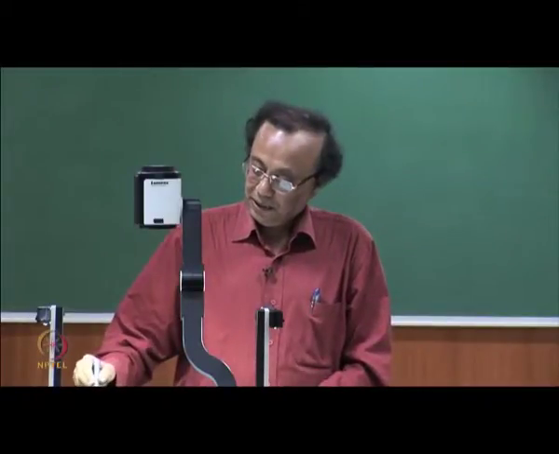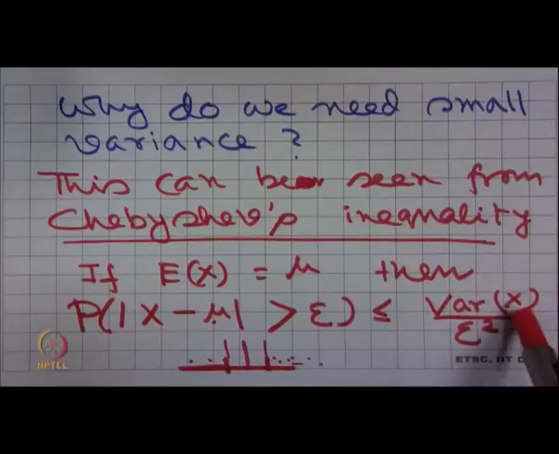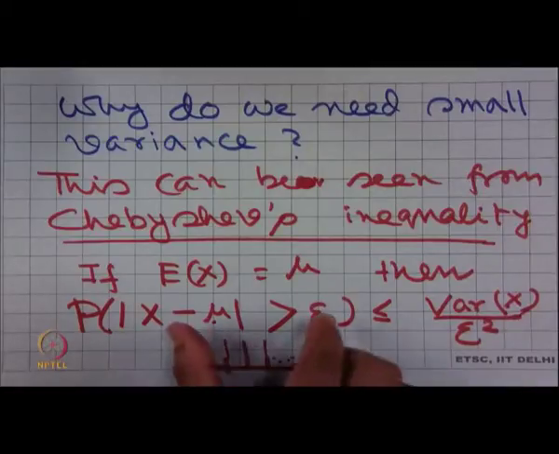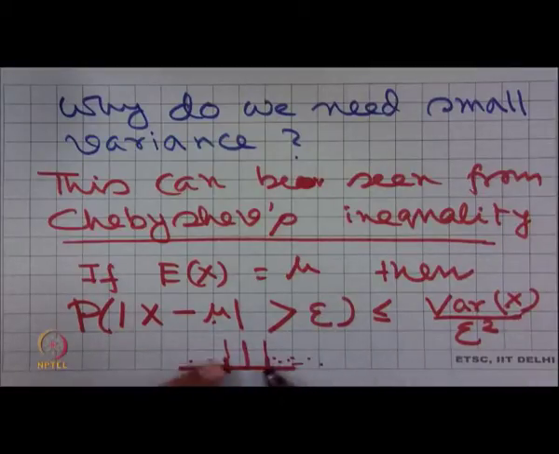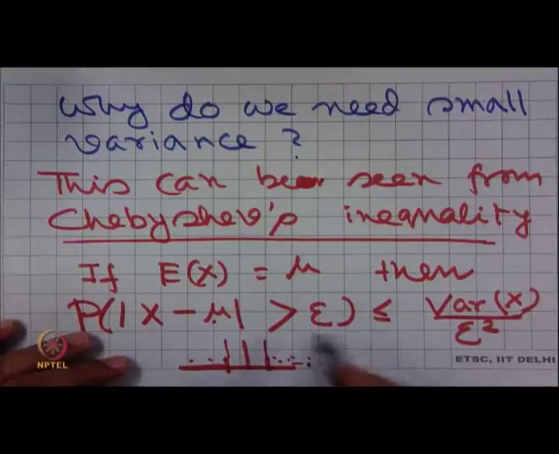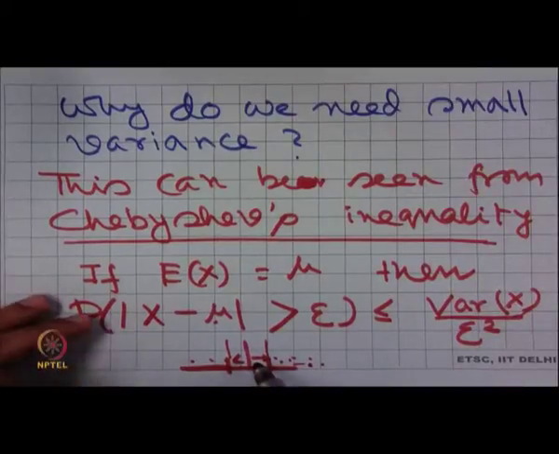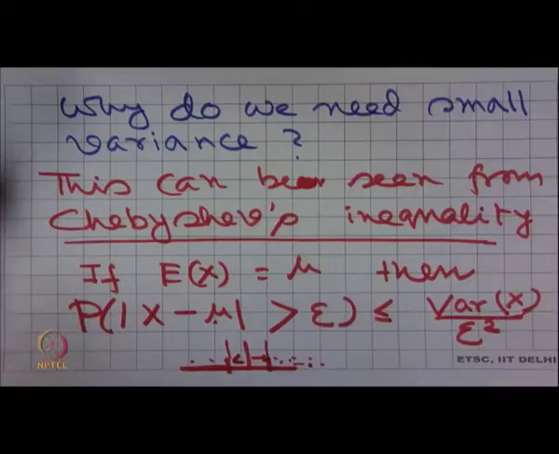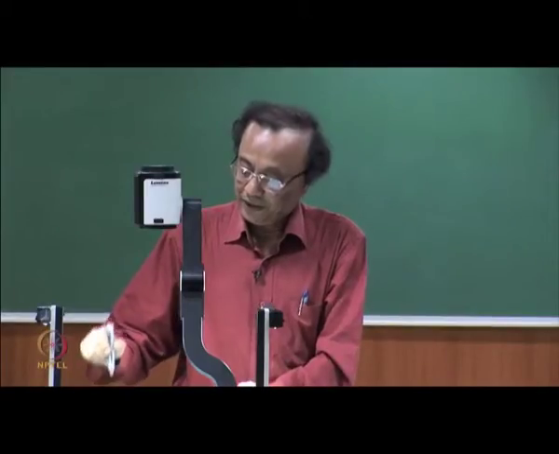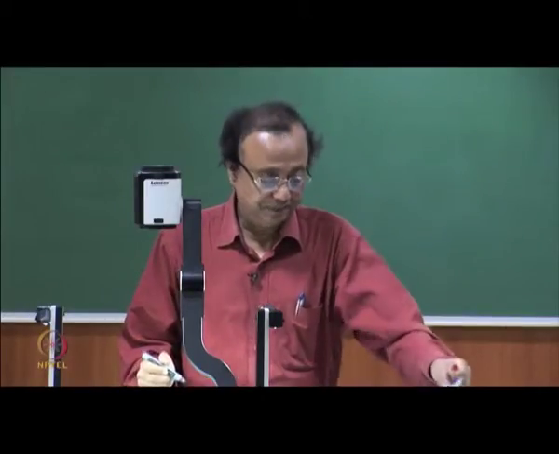Therefore, as variance of x gets smaller, the probability that it is going beyond that gets smaller, or in other words, it says that x will remain within epsilon distance of the mean, that probability increases if the variance of x gets smaller.